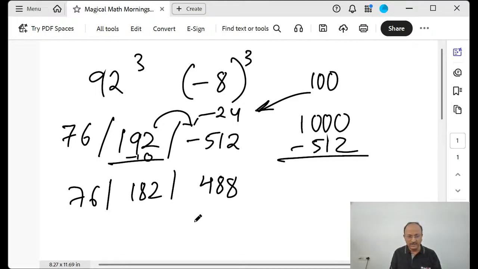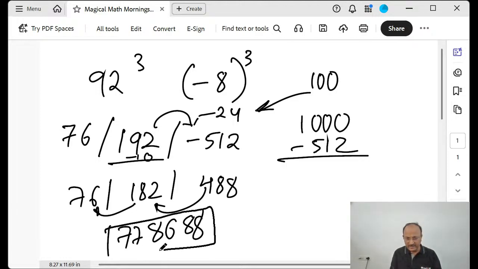Deviation from 100, so 88. 4 is carried. 186 means 86. 1 will carry. That is 77. 778688 is the answer.